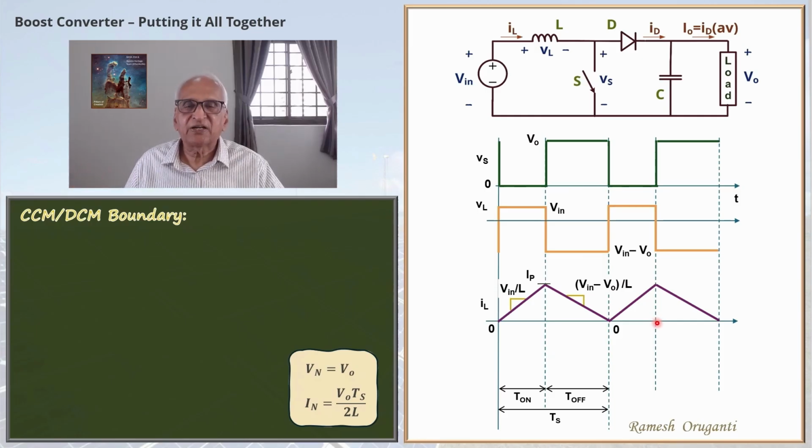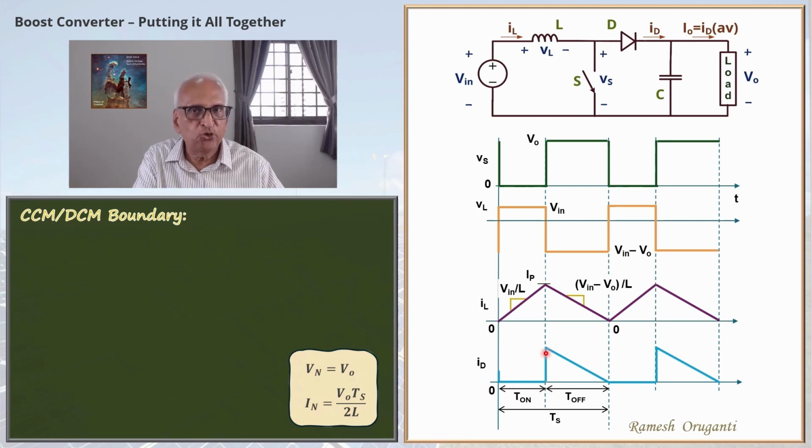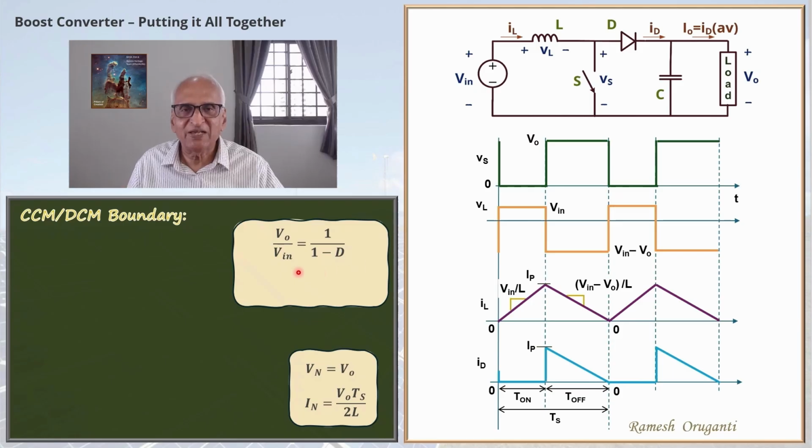This part of the inductor current is the diode current. When the switch is switched off, the diode starts conducting and the diode current starts from IP and falls to 0 at the end of the Toff interval. The inductor voltage waveform is the same as that in the CCM case. So applying volt-seconds balance, we will again get the same voltage ratio. Vo by Vin equals 1 by 1 minus D, and VinN, the normalized input voltage, is Vin by Vo equals 1 minus D.